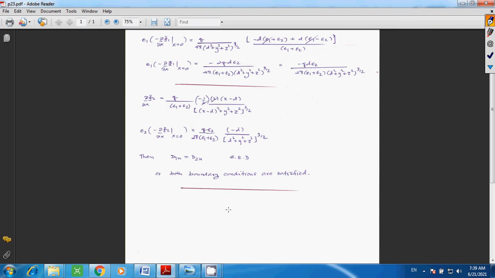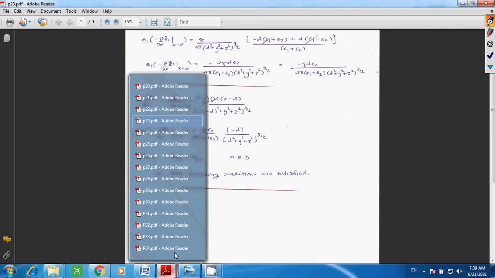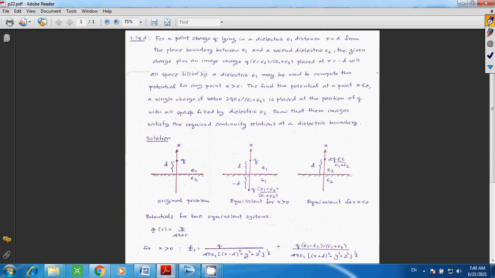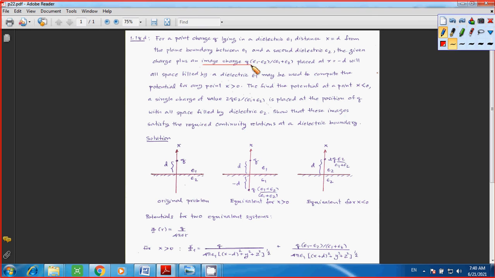Okay, so that's problem 1.18d. So you apply the image charge for the problem.